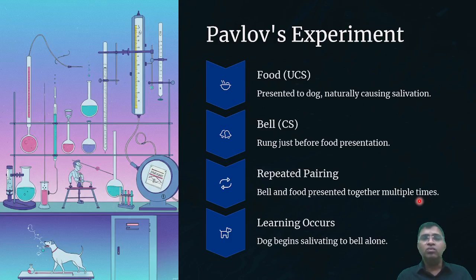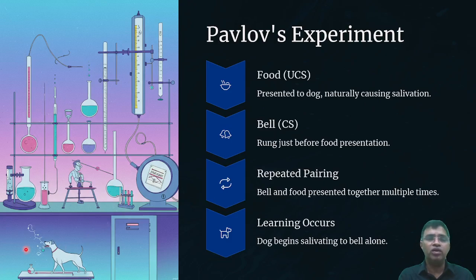Okay, so let us discuss Pavlov's experiment. Food is the unconditioned stimulus, presented to the dog, naturally causing salivation. Then the bell is the conditioned stimulus, rung before food presentation. Then repeated pairing: bell and food presented together multiple times. So the learning outcome: the dog begins salivating to the bell alone.